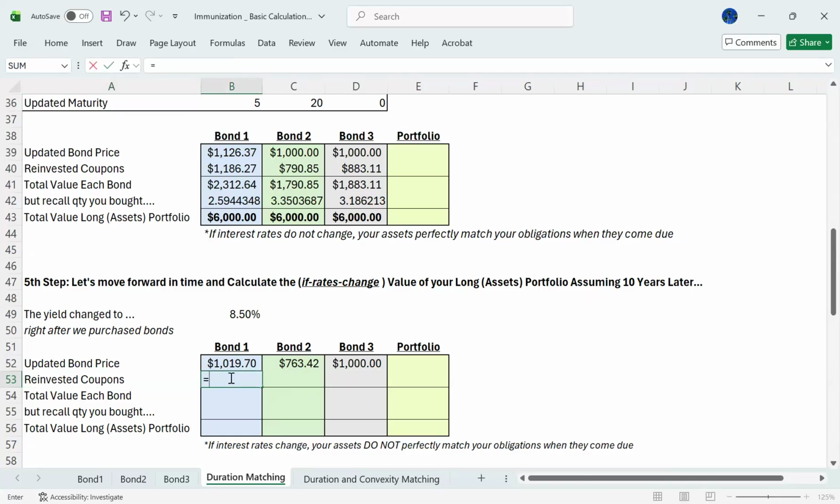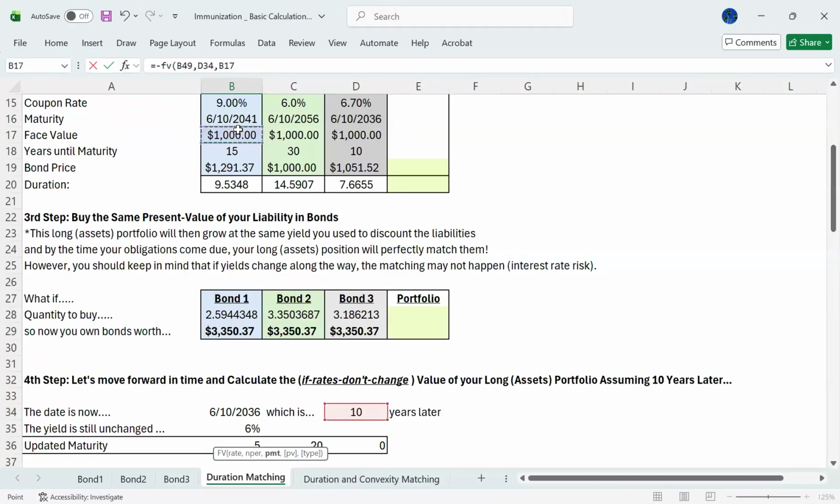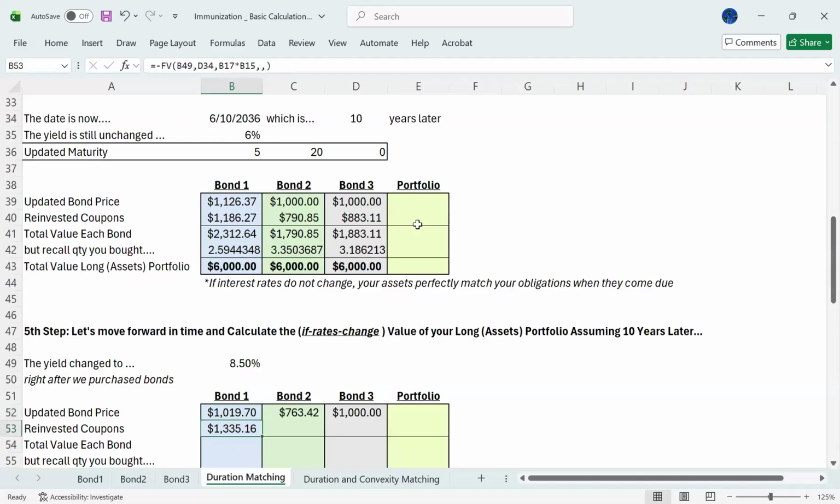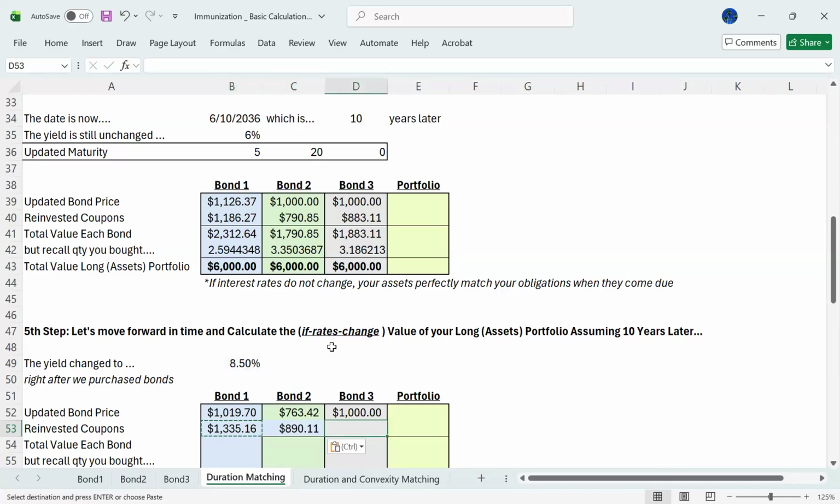Okay, so then let's get minus FV. Now the rate is going to be 8.5% over a window of 10 years. Let's select it from here. Then the coupon payment for bond one is 1,000 times 9%, and that's the payment. We are ignoring PV and we are ignoring type, and that's it. Let me see, I can just lock this one here, and then I can just copy paste.